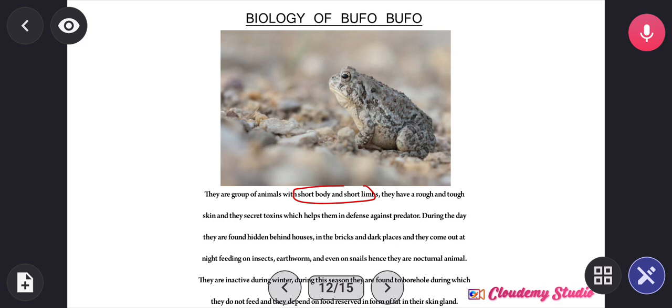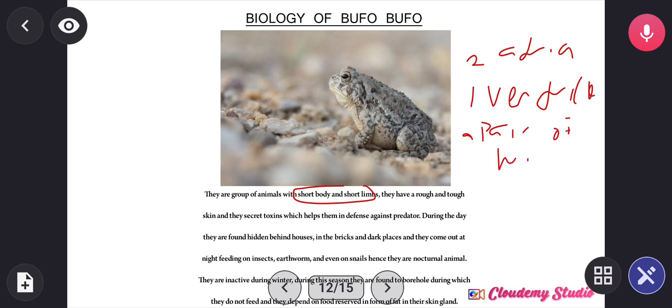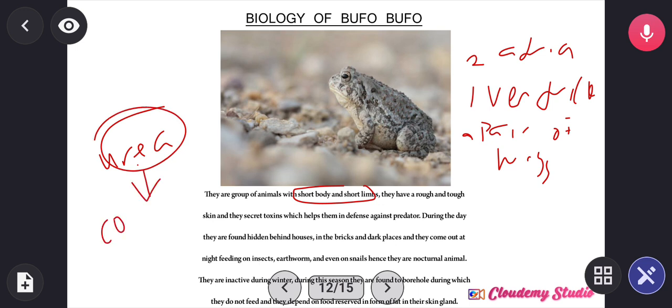Bufo shares the same basic plan as amphibians. That is, they have a three-chambered heart, which consists of two atria and one ventricle. They have a pair of lungs for breathing. Like other animals, they have a urinary bladder, and their excretory product is nitrogenous waste, usually urea. The reason they excrete urea is to conserve water. So they cannot excrete dilute urine because they need to conserve water.